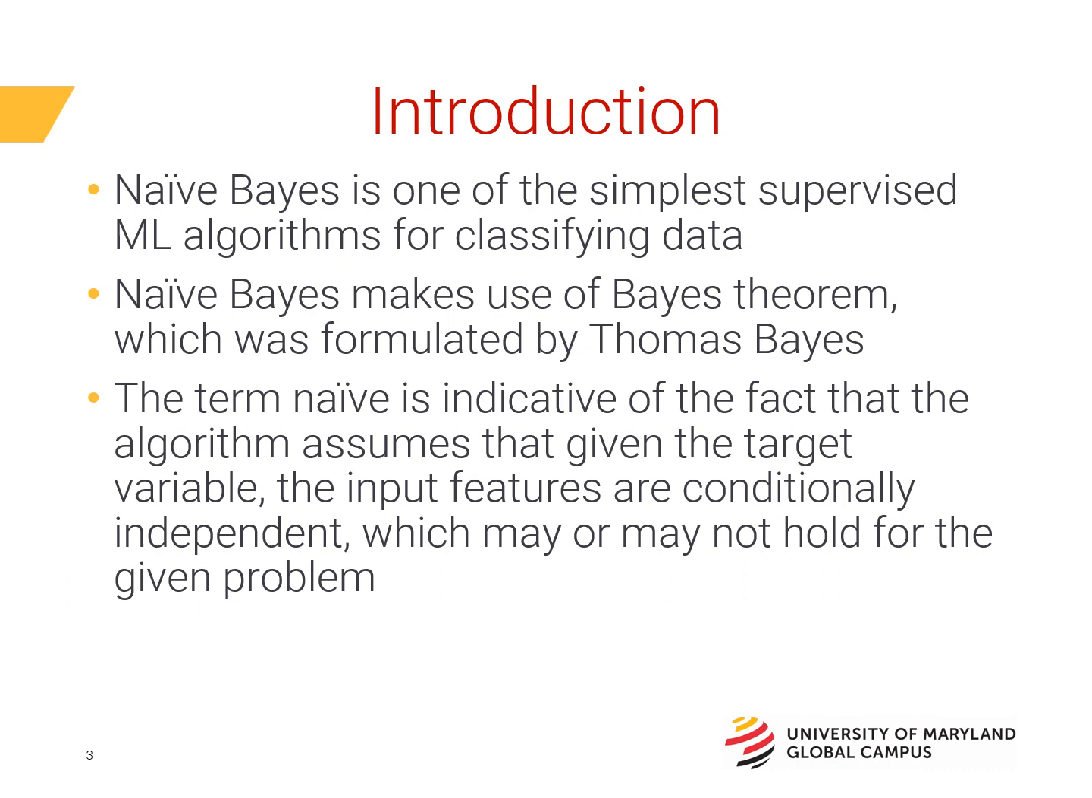Now, you might be wondering about the term naive in Naïve Bayes. This term stems from a key assumption made by the algorithm. Given the target variable, the input features are considered to be conditionally independent. In other words, the presence or absence of one feature does not influence the presence or absence of another feature when the target variable is known.